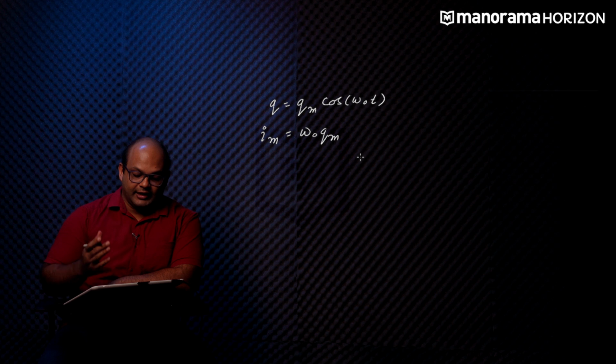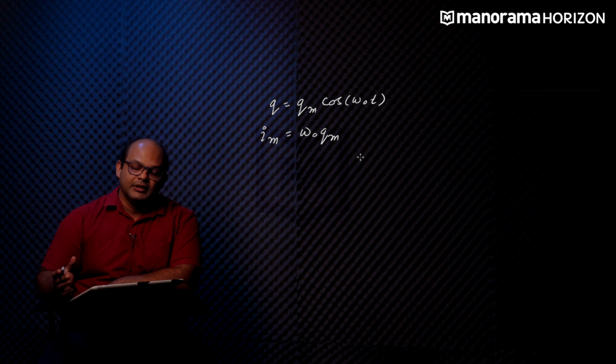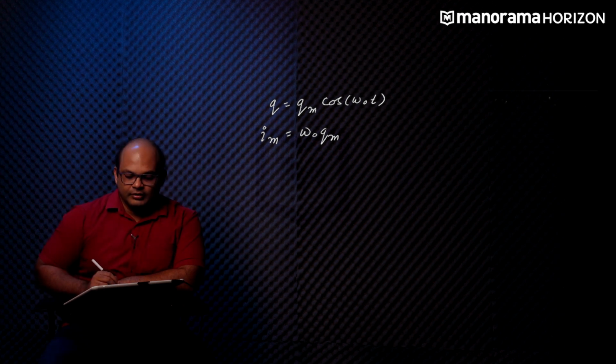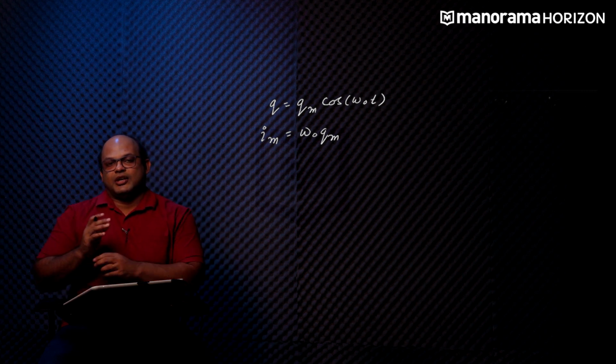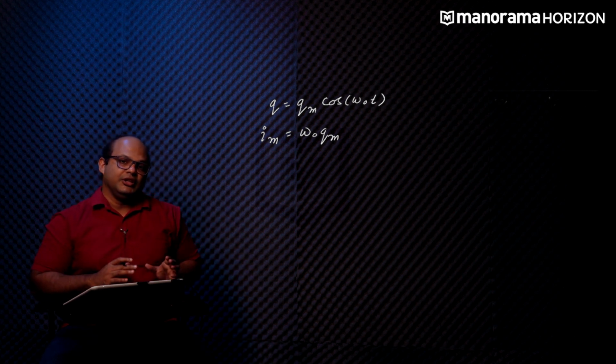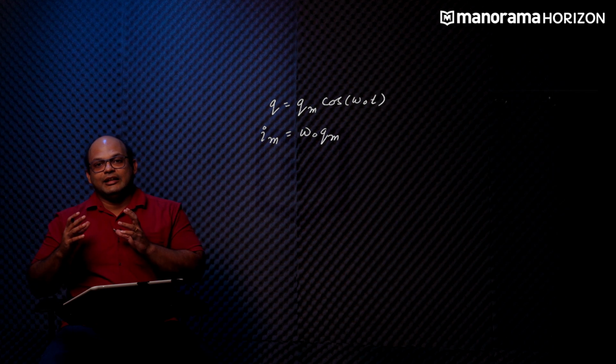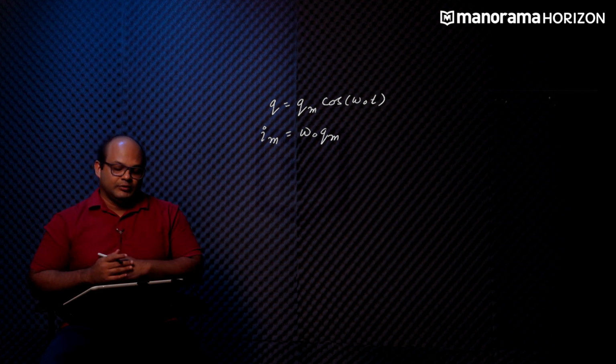And we can say that Im is equal to omega naught Qm, where Qm is the maximum charge attained in the capacitor at any given time, and Im is the maximum current in the circuit at that time. In this system, we notice that there is an interchange of charges and as a result energy between the capacitor and the inductor. Let's visualize how this works.